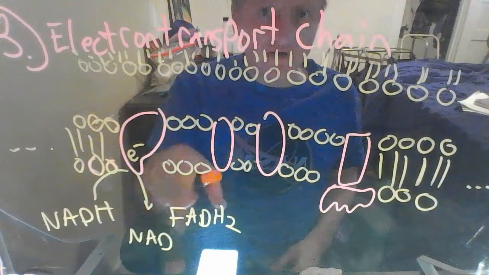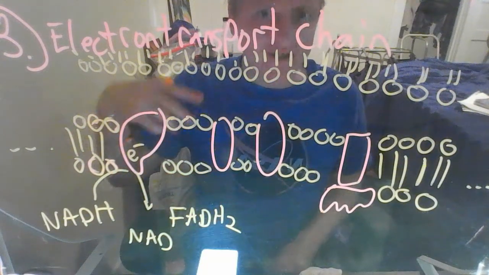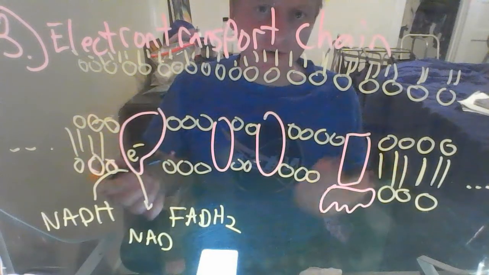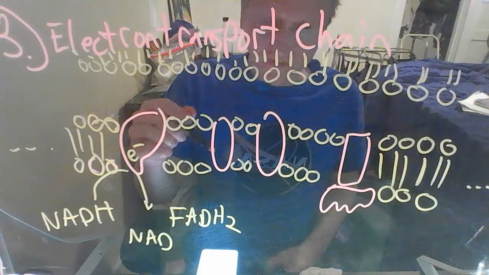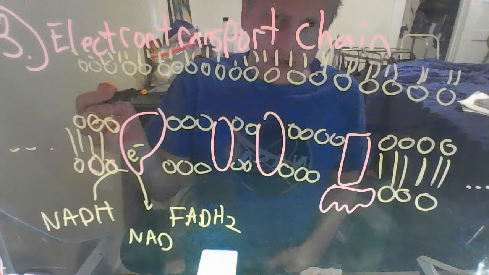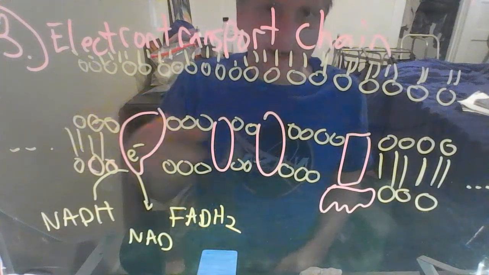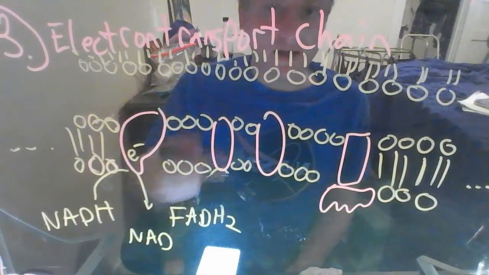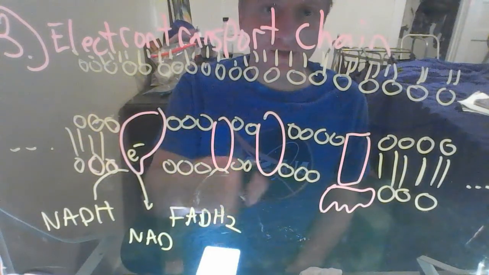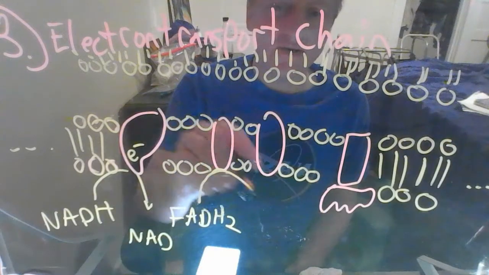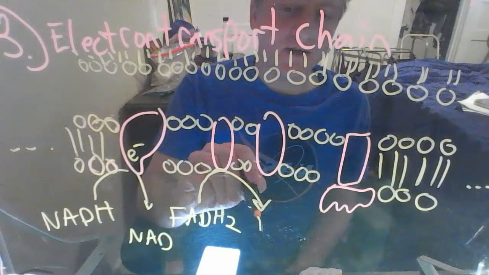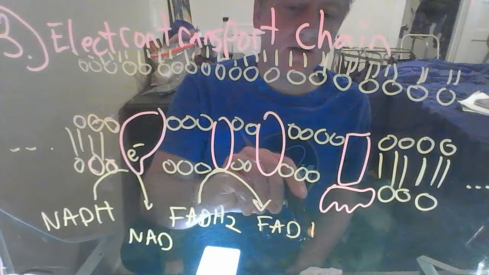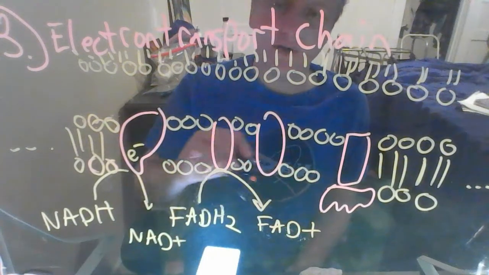What's this NAD going to do? Well, it's going to go back to glycolysis and help continue converting glucose into a simpler form. It's going to help continue breaking down glucose. FADH2 is going to do the same thing. It's going to drop off its electrons, which it has been carrying around in the form of hydrogens, and it's just going to get turned back into an FAD plus. This is NAD plus, by the way.